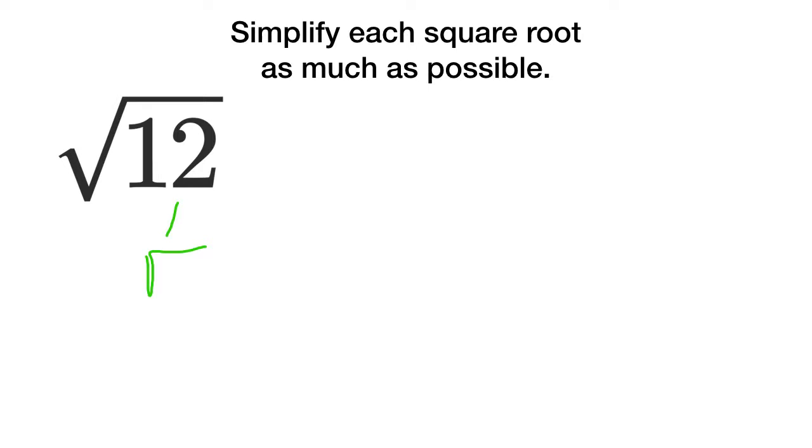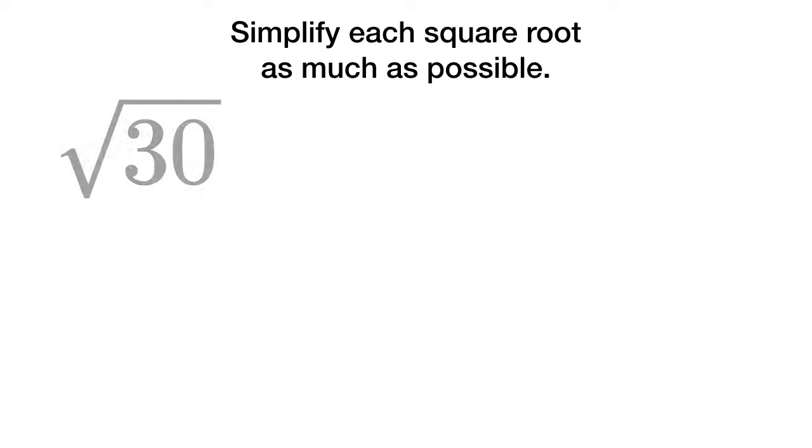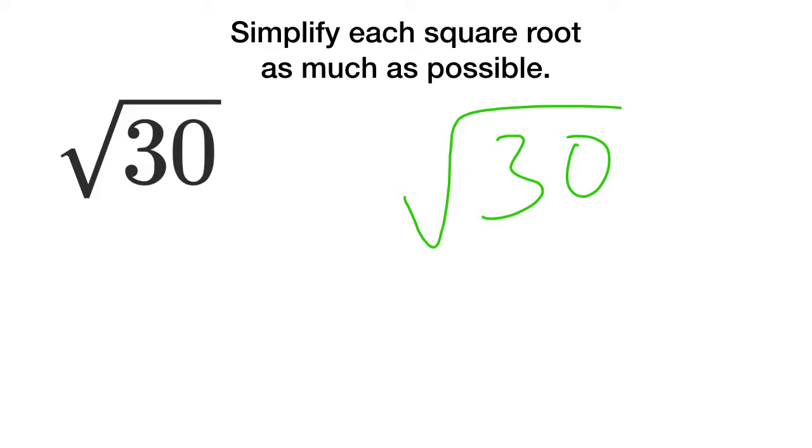The square root of 12 is the equivalent of the square root of 4 times the square root of 3. And the square root of 4, as we all know, is 2. So the final answer would be 2 square roots of 3. 30, on the other hand, is the same as 3 times 10, which is 2 and 5. So there are no common squares that we can do, which means ultimately the square root of 30 simplified is simply the square root of 30.